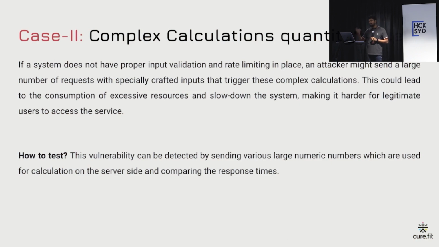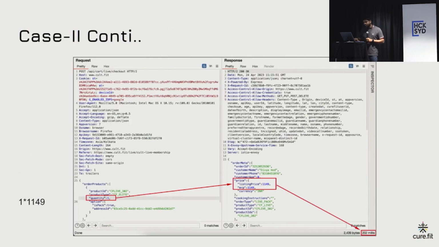Most of the times, prices will be fixed, but still quantity can vary, as it should be dynamic. So what the attacker will do is simply change the quantity and make it a large calculation for the server. So it will not respond as expected. You can see the example right here.